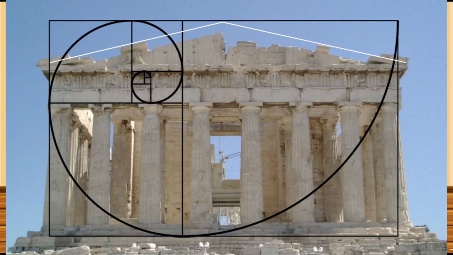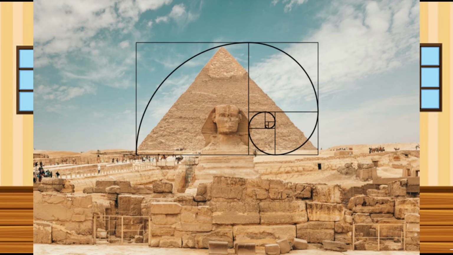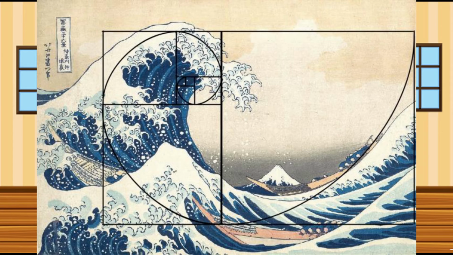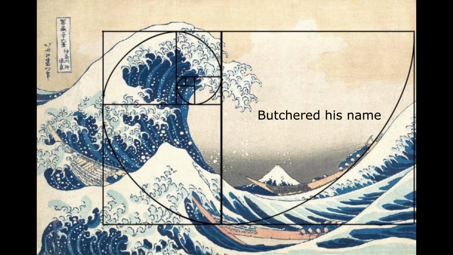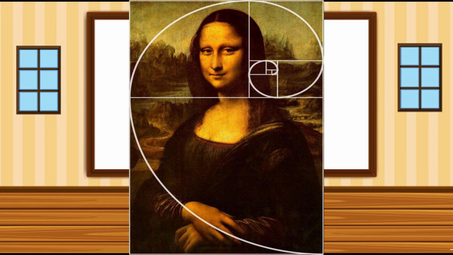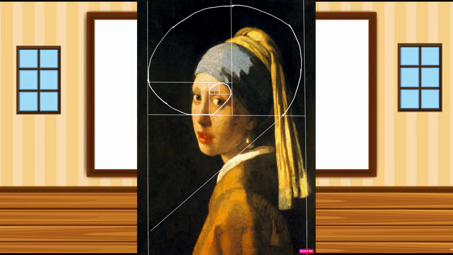The next aspect of the golden ratio is beauty. Beauty can be found in both paintings and architecture. Examples of architecture include the Parthenon, an ancient Greek building, and the Pyramids of Giza. Examples of art include The Great Wave off Kanagawa by Katsushika Hokusai, The Mona Lisa by Leonardo da Vinci, and Girl with a Pearl Earring by Johannes Vermeer.